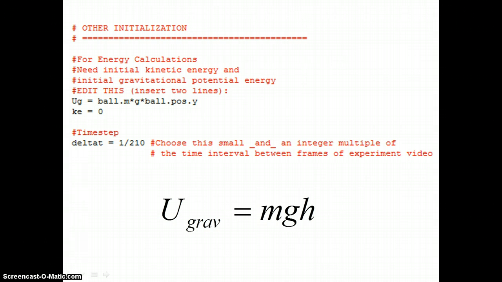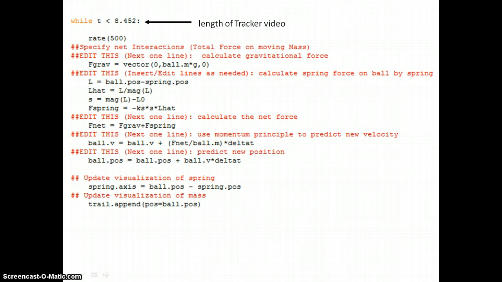Initial gravitational potential energy is mgh, calculated here. Initial kinetic energy is 0. The while loop in Python is set to last the length of the Tracker video, 8.452 seconds. Gravitational force is mg, L is the length of the spring with the mass. Here, S, the stretch of the spring is calculated. Here's the force of the spring using Hooke's law.